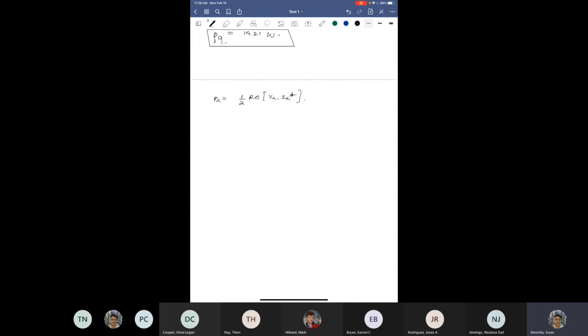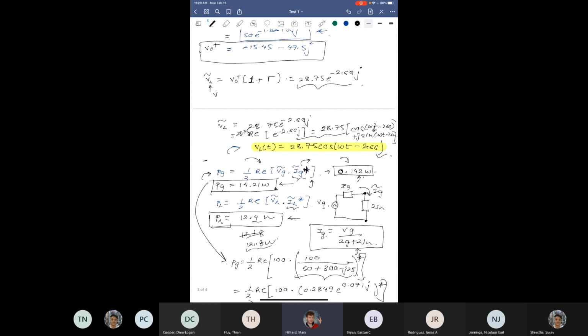Power of the load is 1/2 Re of the VFL that we calculated and IFL conjugate. So let me ask you, how did you calculate IFL? For IFL, I did VFL over the conjugate of the ZL, so it was like 28.755 e to the power of negative. Wait. VL divided by the ZL conjugate, or the entire value conjugate? My VL was 28.755 e to negative j.266.